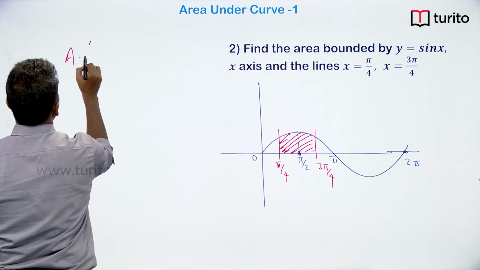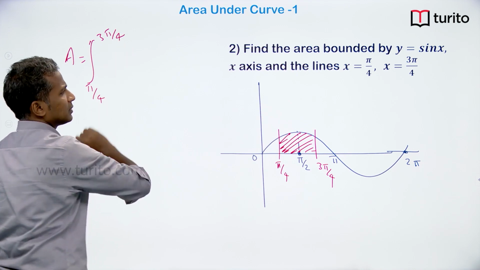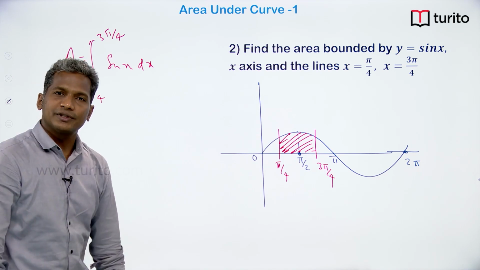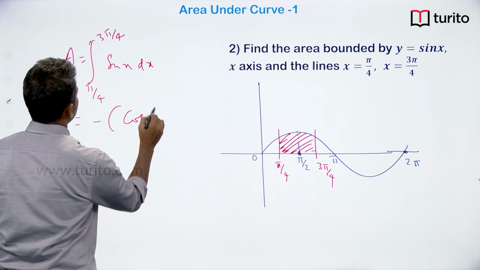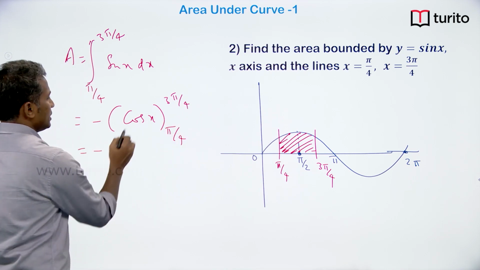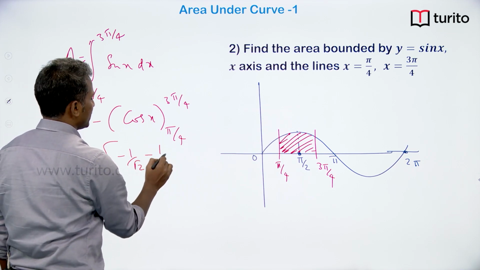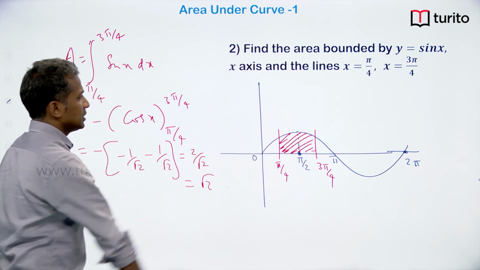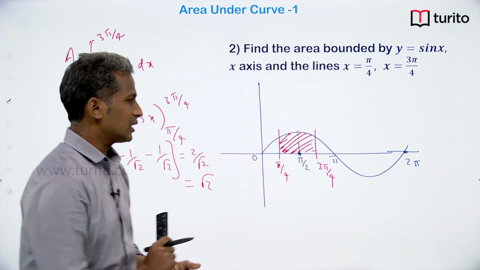So, what is the area? Area is going to be integral pi by 4 to 3 pi by 4 sin x dx. Now, the integral of sin x is minus cos x. So, that means it becomes minus of cos x, limits going from pi by 4 to 3 pi by 4. You know the values, cos 3 pi by 4 becomes minus 1 by root 2, cos of pi by 4 becomes 1 by root 2. So, overall we are getting 2 by root 2 which is the same as root 2. So, the area here is root 2. Okay. This is again a very simple question. Come on, make a note of this.